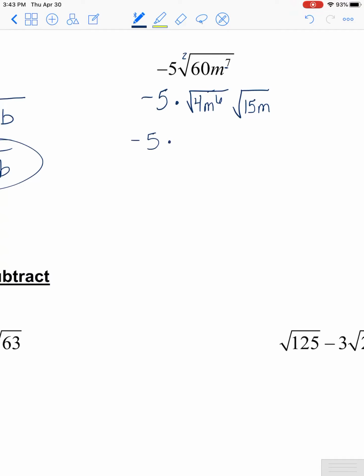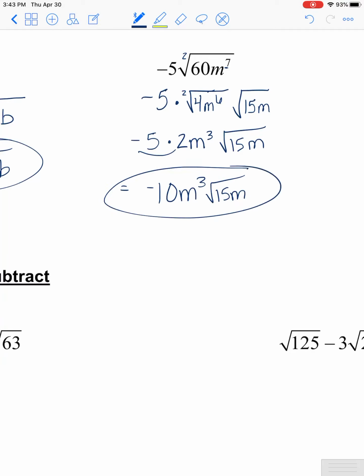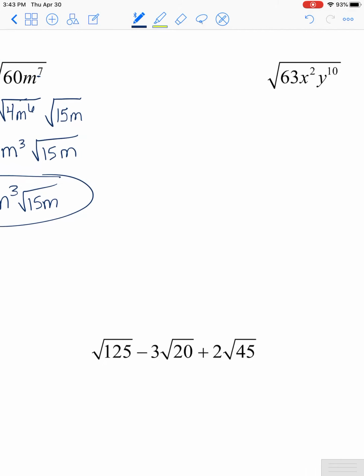So I'm left with -5 times the square root of 4, which is 2, times m to the 6 divided by 2, which would be m to the third. And you just leave this one as is. That's your irrational piece to it. So this part is where you're going to have to simplify. My final answer will be -10 m to the third times radical 15m.